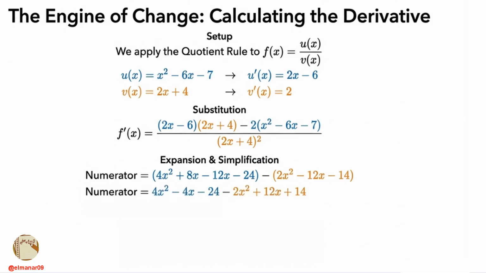Now look at the numerator lines. We're just cleaning house. Combine the like terms. 4x squared minus 2x squared gives us 2x squared. The x terms give us 8x and the constants give us negative 10.